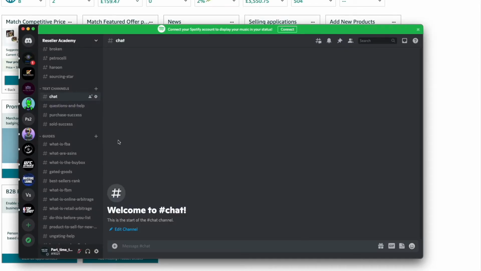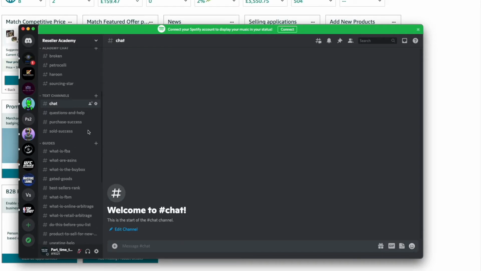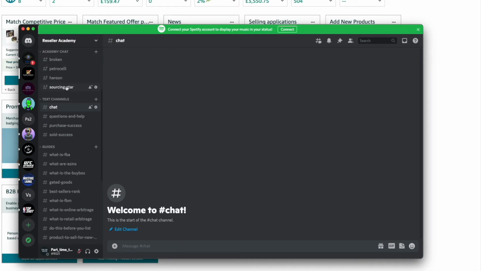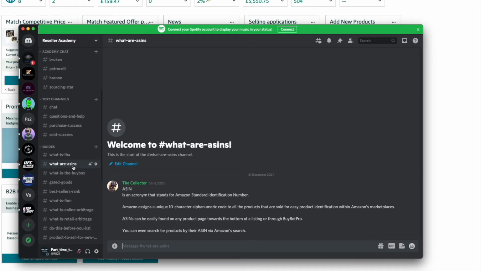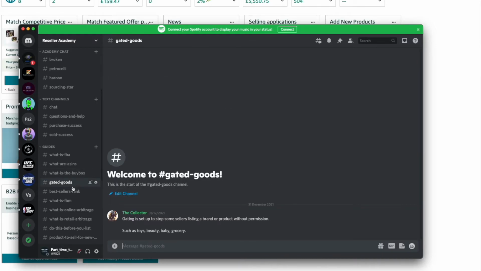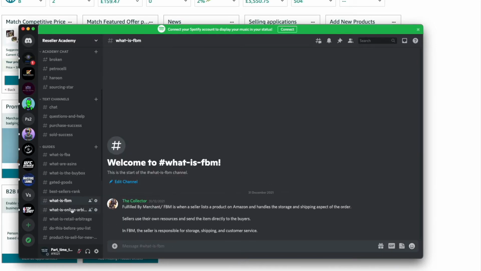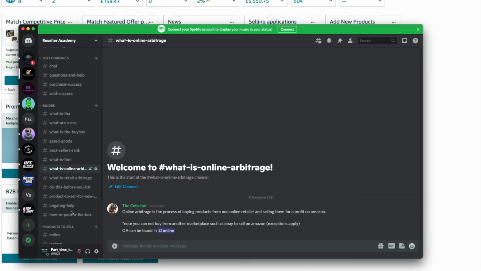Continuing on, if you go on my Discord, this is the chat section, and anyone can type here. You guys have each got your individual section, but you can type a question here if you've got one. The collector's actually created quite a lot, and he's got it there for us also: all the different information or things to do.